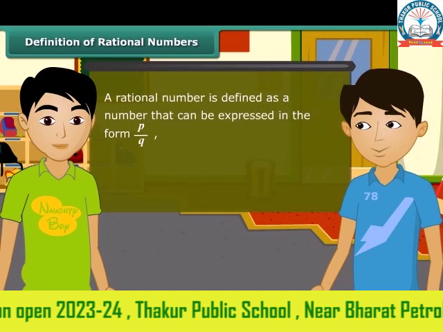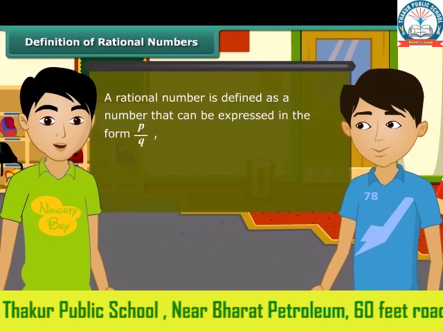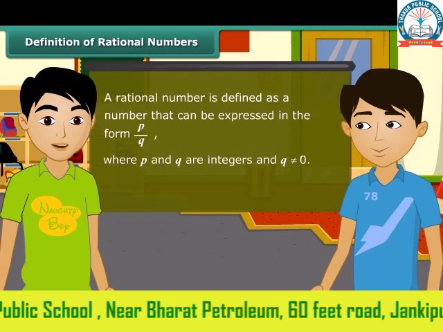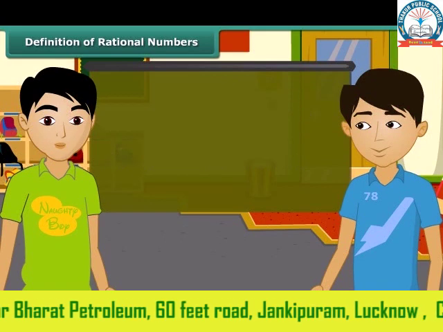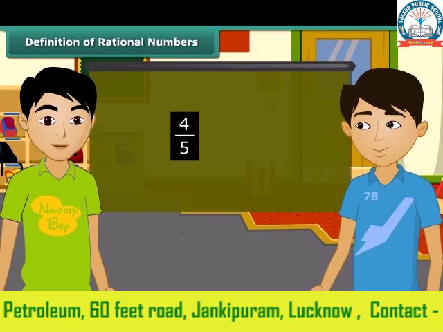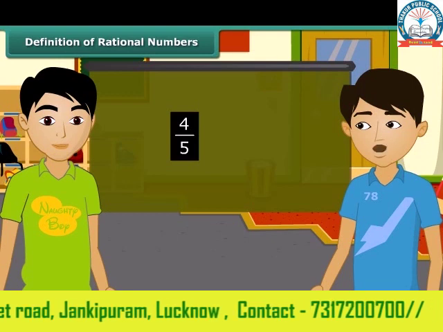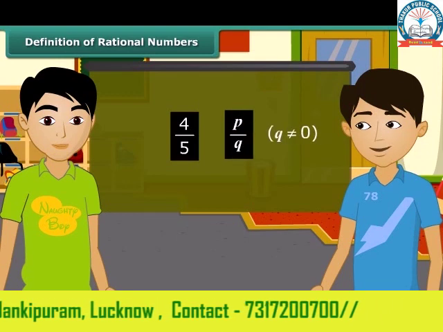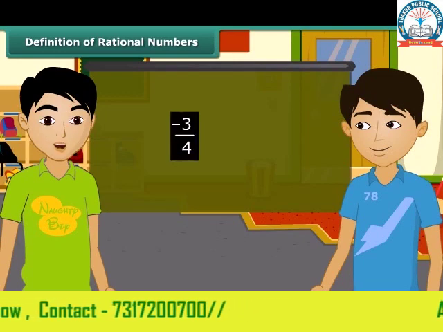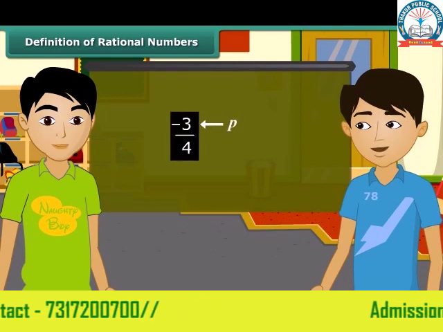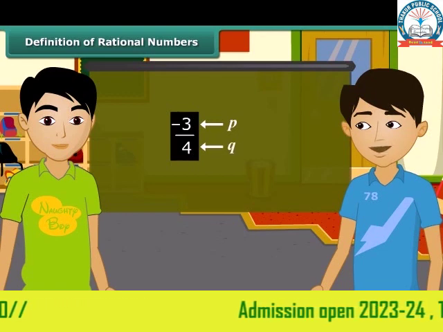A rational number is defined as a number that can be expressed in the form p/q, where p and q are integers and q is not equal to 0. Rahul, now you tell. Is 4/5 a rational number? Yes, 4/5 is a rational number because it is in the form p/q, where q is not equal to 0. And is -3/4 also a rational number? Yes, because p is equal to -3 and q is equal to 4, and both are integers.